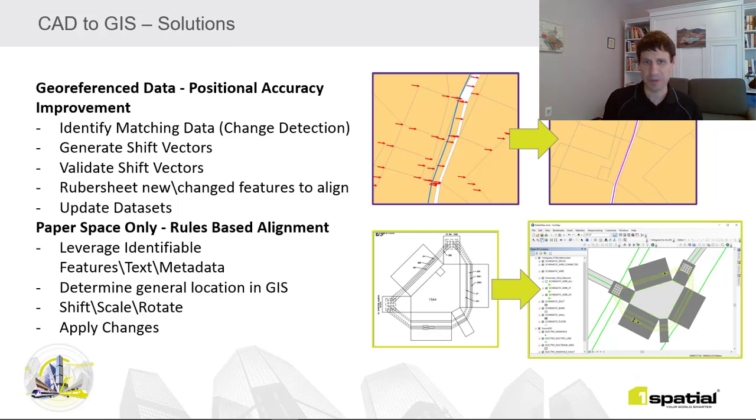The other workflow is a bit more complicated. In these use cases, the data may only be in paper space, and there could be thousands of assets. It is not feasible to georeference all these drawings manually. However, we can use rules-based alignment within OneIntegrate to look at any identifiable information within the drawings or associated metadata and use that information to identify matching locations within the GIS. We then can perform shifting, rotating, and alignment model runs to determine the best fit. Then those changes can be applied into the database.